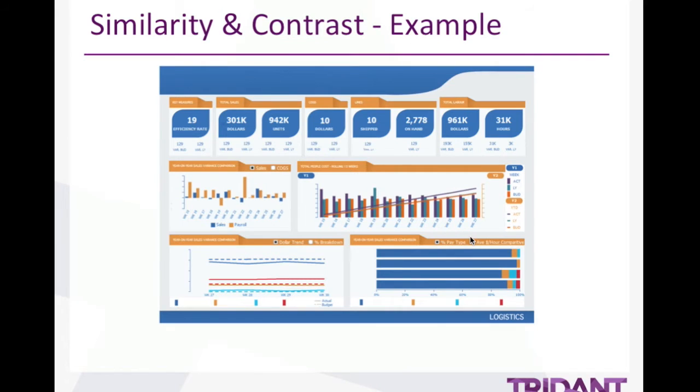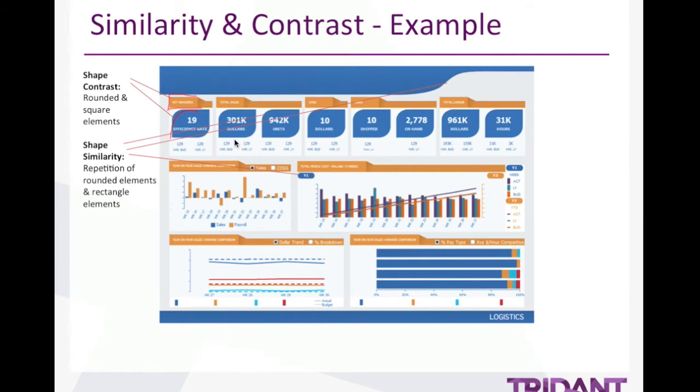Now I just want to show an example of how I work with contrast and similarity. I'll just get my pen. You can see here that when it comes to contrast in shape, in this design there are some very sharp rectangle elements, and these are contrasted with rounded elements. But there is also some similarity in that the rounded elements are repeated throughout the design. You can see it here, on these headline boxes, and in here and in the legend.